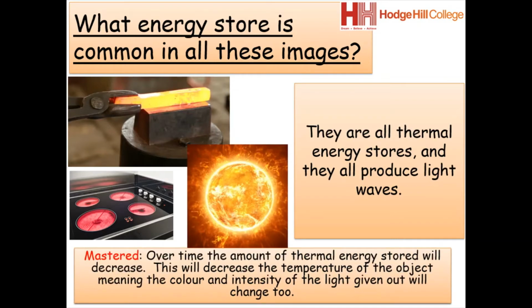Over time, the amount of thermal energy stored will decrease. This will decrease the temperature of the object, meaning the colour and intensity of the light given out will change too. So basically, this hot piece of metal, the thermal energy that is stored within will be transferred to the environment. So this will decrease, and the temperature of the air will increase, because the energy from here is being transferred to the air.